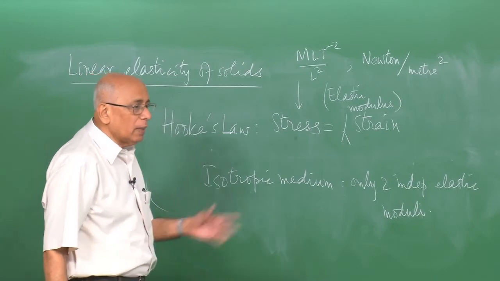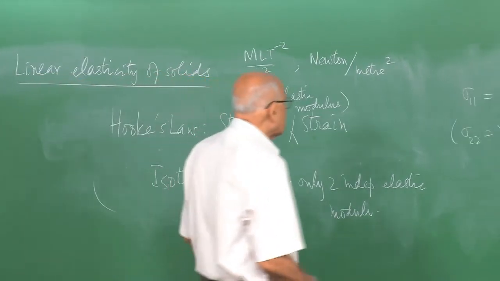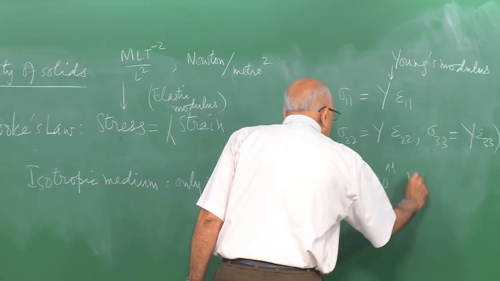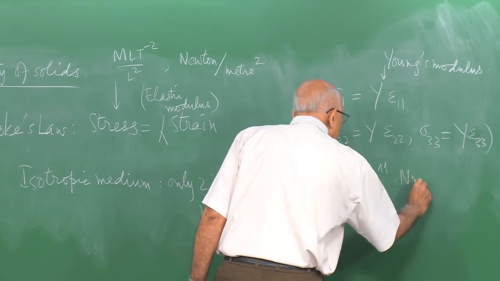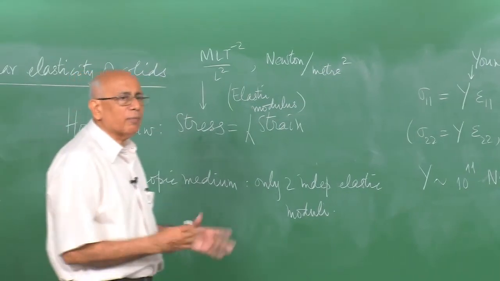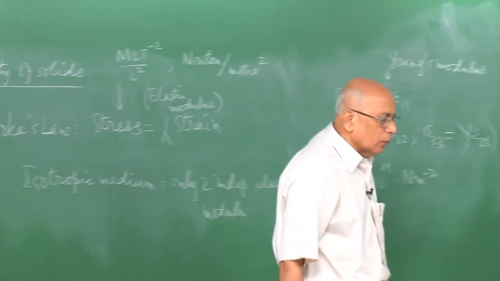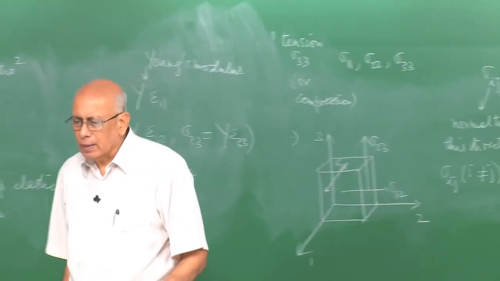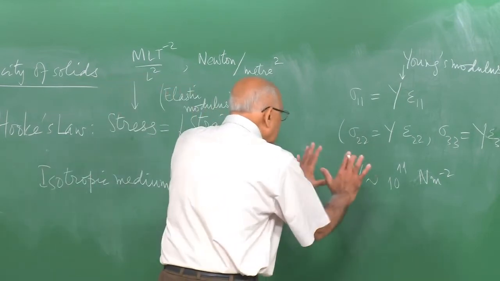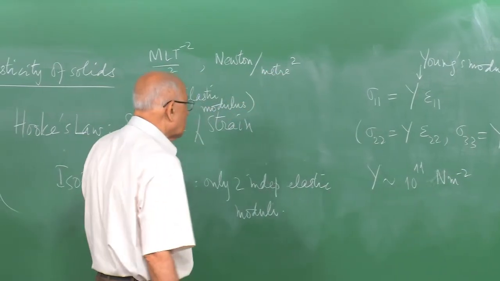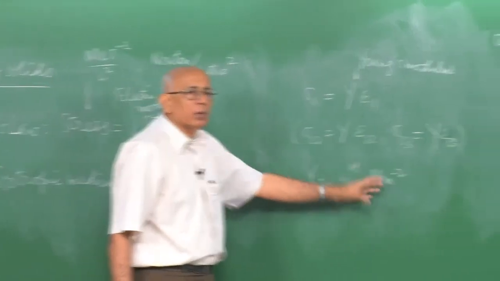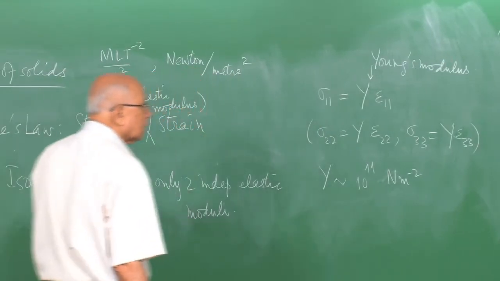And typically for most metals that we know of, this Young's modulus is of the order of 10 to the 11 newtons per meter squared. So that's the order of magnitude we are talking about. If you look at softer materials like bone, it will be an order of magnitude smaller, and so on. So the Young's modulus has the same dimensions as the stress, and is typically of the order of 10 to the 11 newtons per meter squared.